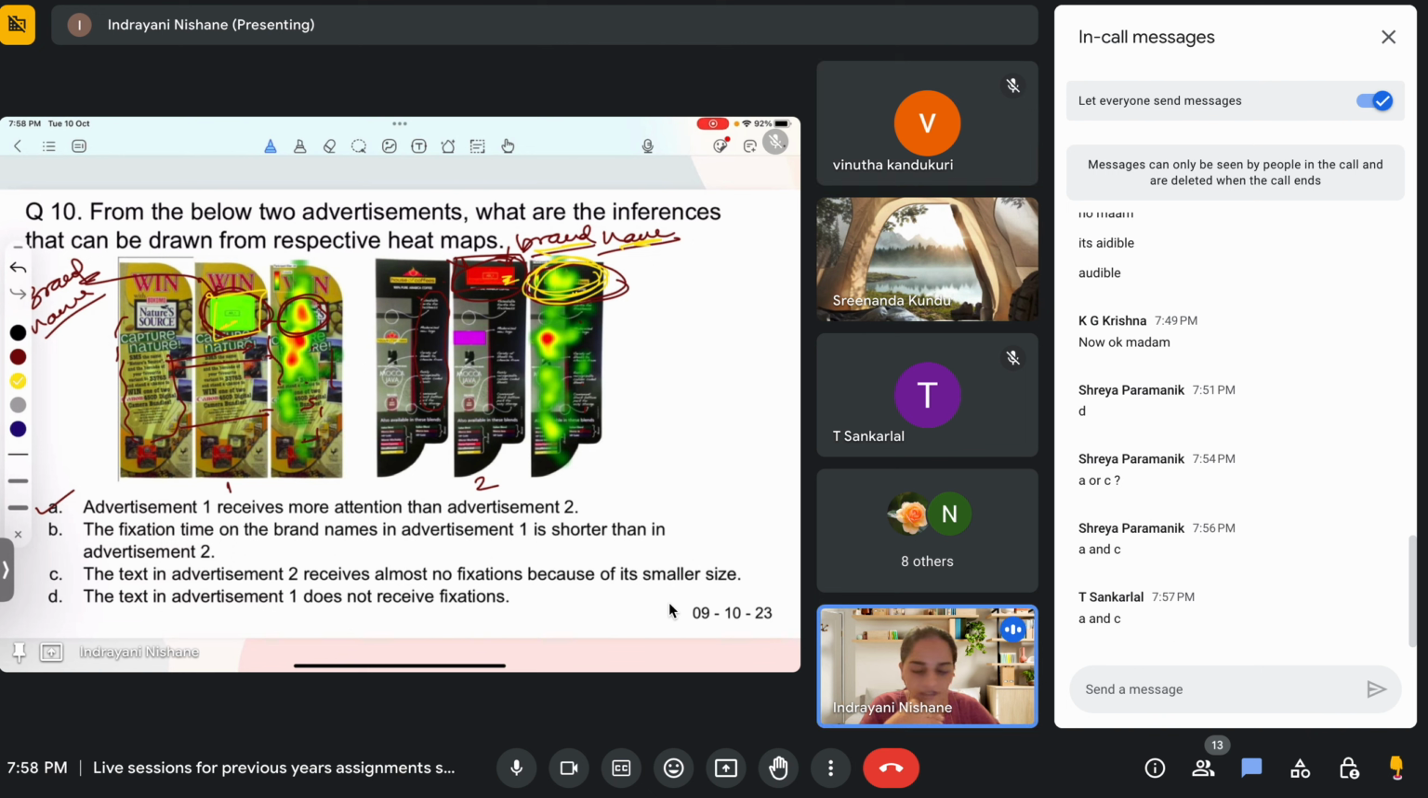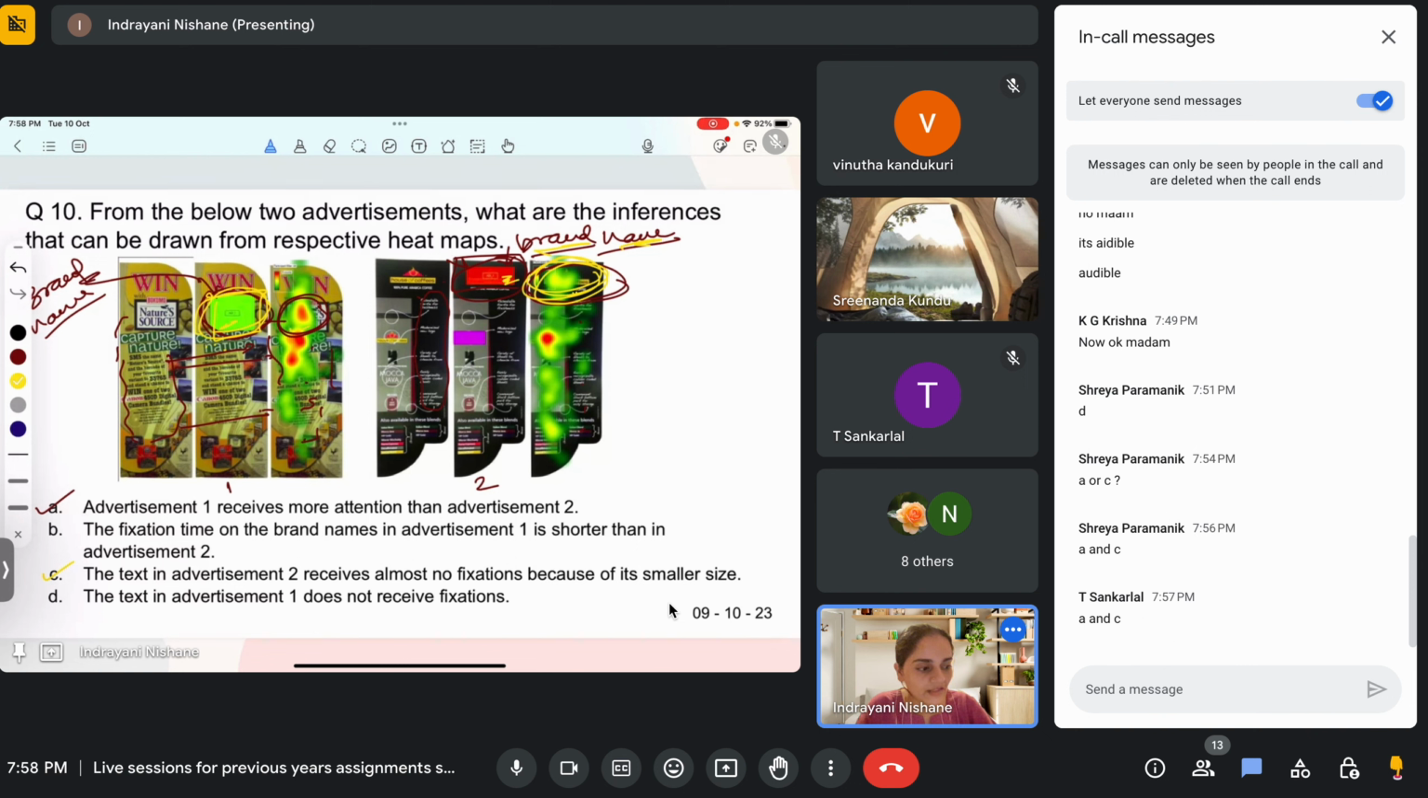Yeah, C also seems to be correct. Text in advertisement 2. But why, I want Srinanda to speak up. Why is B right? Not correct. Okay, yeah, now you're convinced B is not correct. And option C, what do you think about option C? C is correct. Okay.